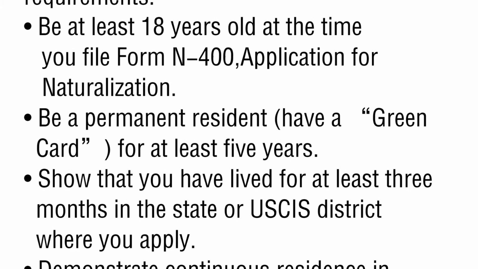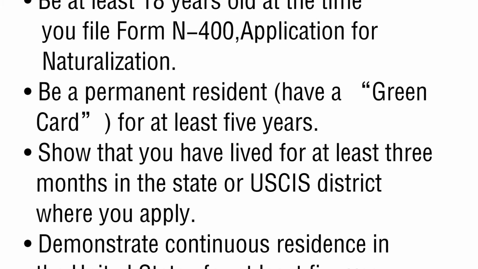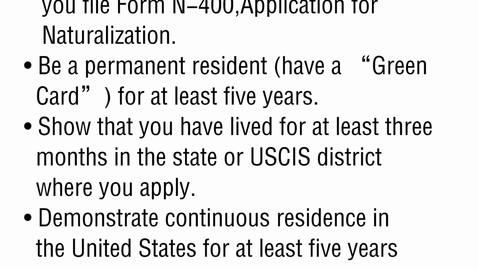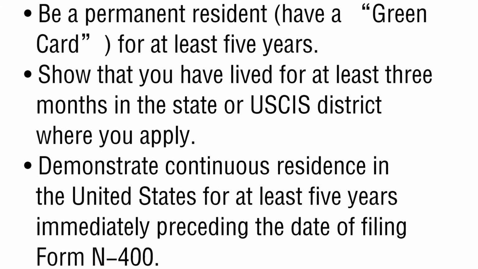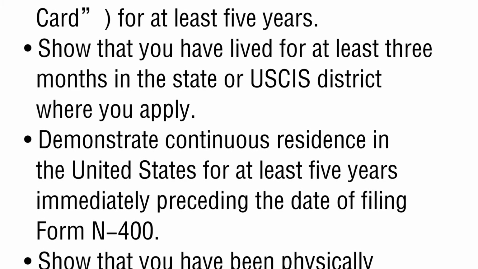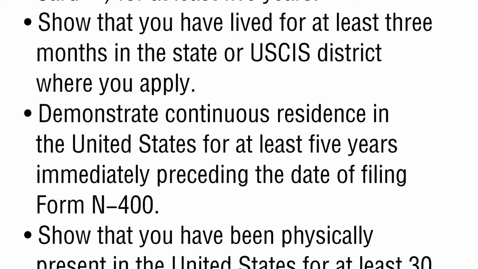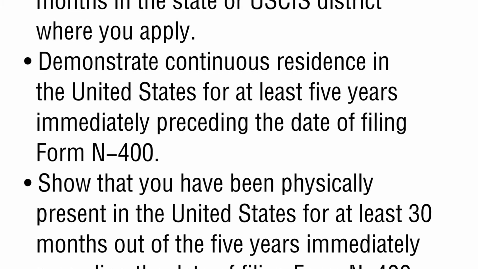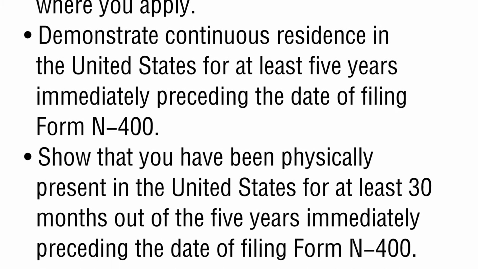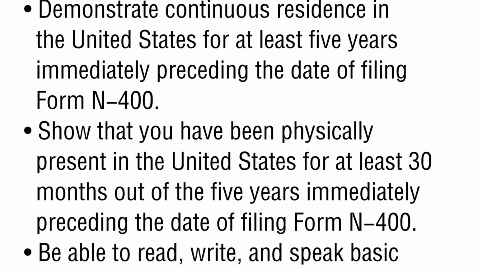Show that you have lived for at least 3 months in the state or USCIS district where you apply. Demonstrate continuous residence in the United States for at least 5 years immediately preceding the date of filing Form N-400. Show that you have been physically present in the United States for at least 30 months out of the 5 years immediately preceding the date of filing Form N-400.